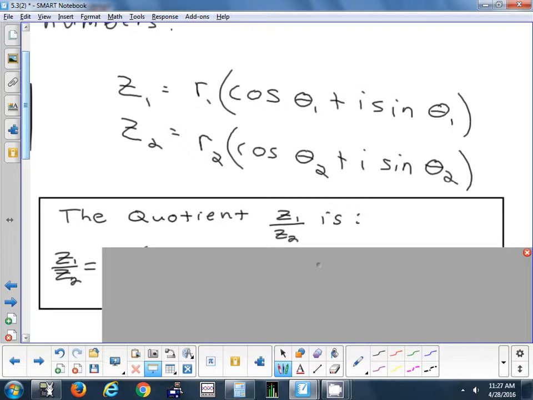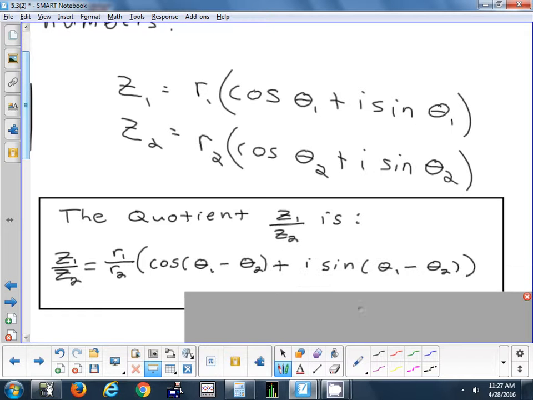Okay, so based on what we did last time, anyone think they could tell me what I'm going to do with R1 and R2 this time? Divide. We're going to divide them. And what do you think I'm going to do with my angles? I'm going to subtract them. Yep. So to divide two complex numbers in polar, which is what we're doing, take your radii and divide them, take your angles and subtract them. So much easier than doing the conjugate and all the other stuff.